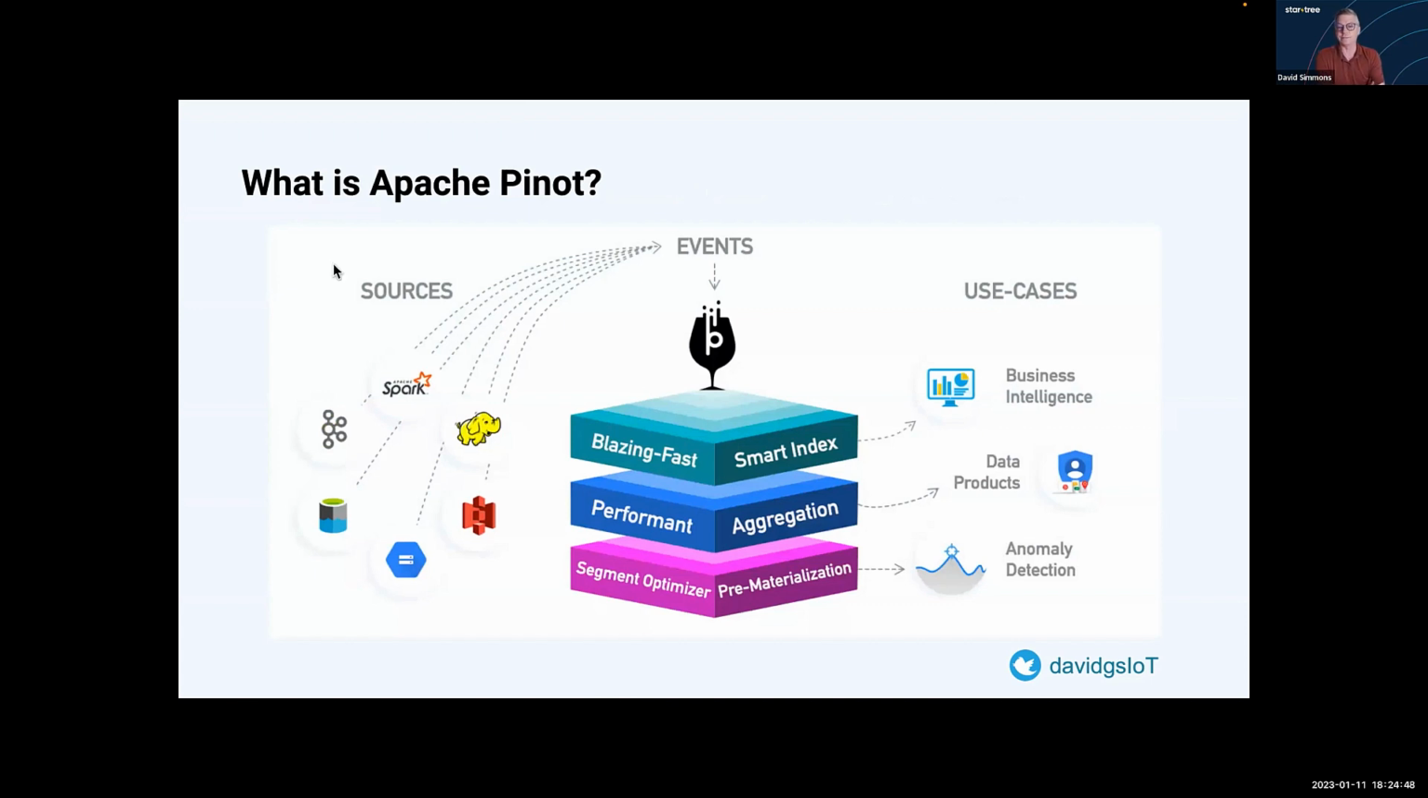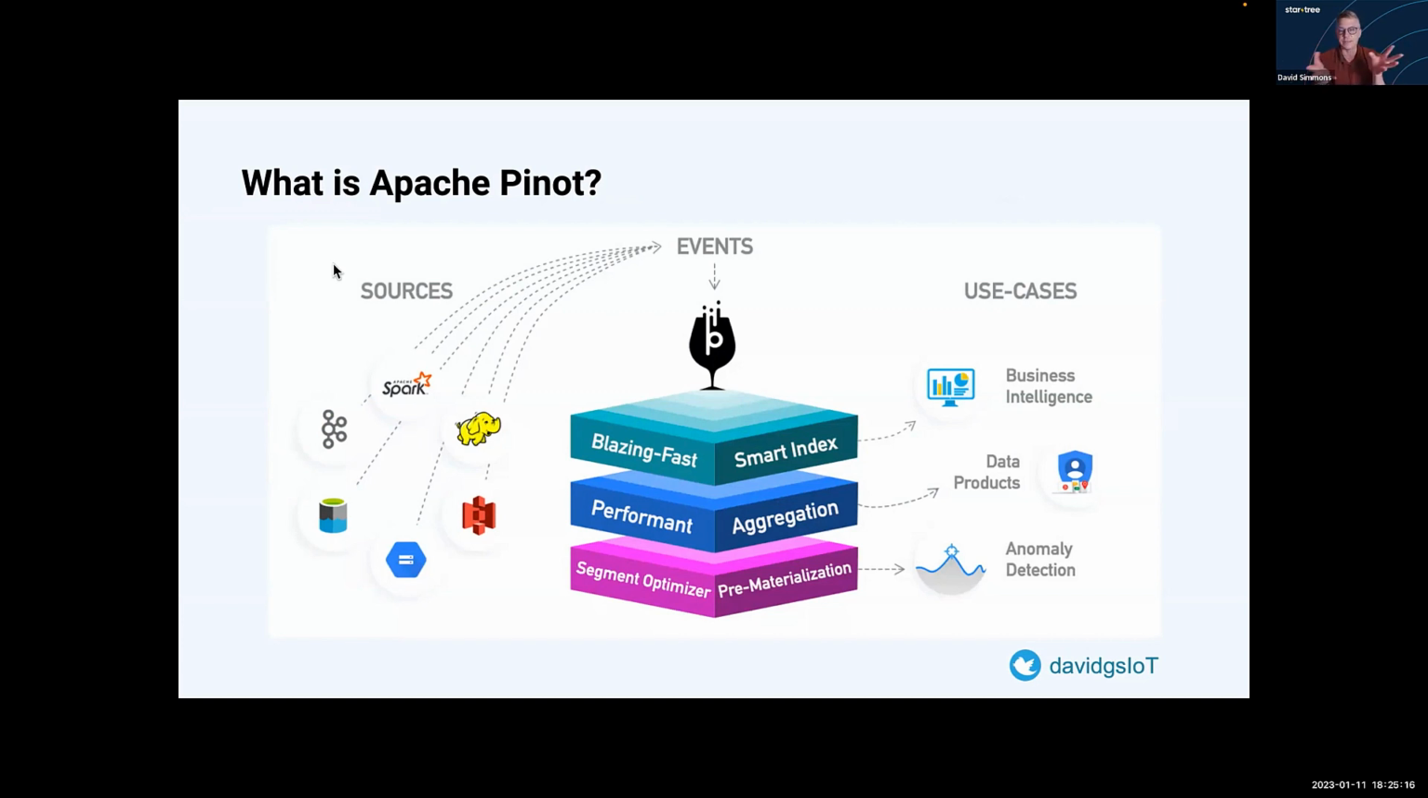So this is what Apache Pinot is, right? You can ingest from Kafka, from Spark, from Prometheus, from almost any data source. You can bring those events in, right? And we do smart indexing and aggregation, and we segment things and we turn them into different kinds of tables so that you can do those kinds of really hard queries in real time, right?